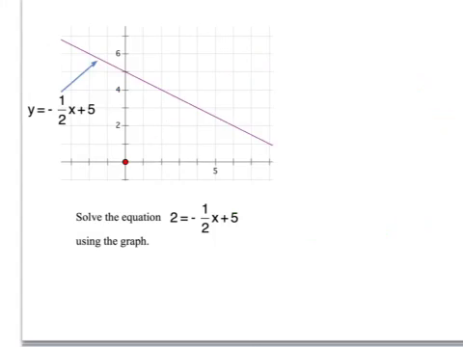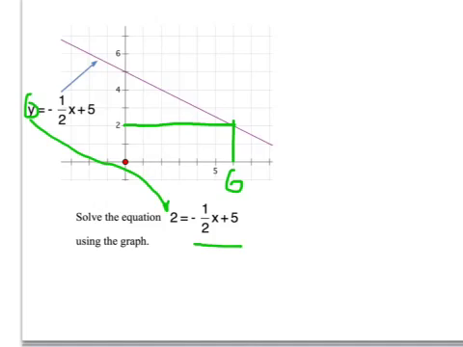2 is equal to -1/2 x plus 5. So again, you start out by graphing the right-hand side, the side with the x in it, and we get a line that looks like that. So what we want to know is when is the y going to be equal to 2? And the way we answer that question is we go horizontally at 2 and then down to the axis, and we come up with 6.